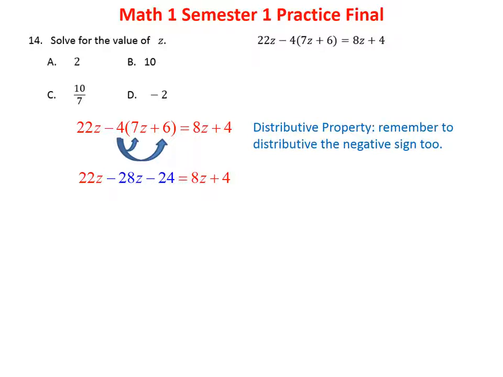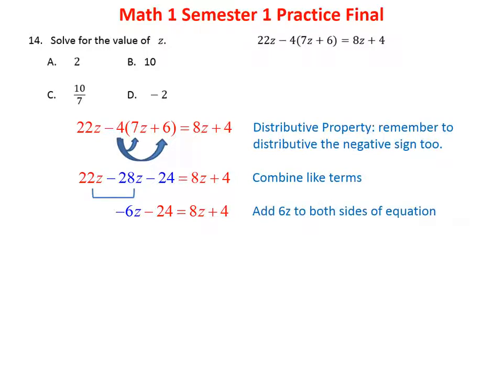Next, we start looking for like terms on either side of the equation, not across the equation. I notice that I have a z and a z here, so I can combine those two. 22 minus 28 is negative 6z, minus 24 equals 8z plus 4. At this point, we want to get the variable on one side and the numbers on the other. Typically, we could either add 6z to both sides, or subtract 8z from both sides. I'm going to add the 6z because I want to keep my z positive.